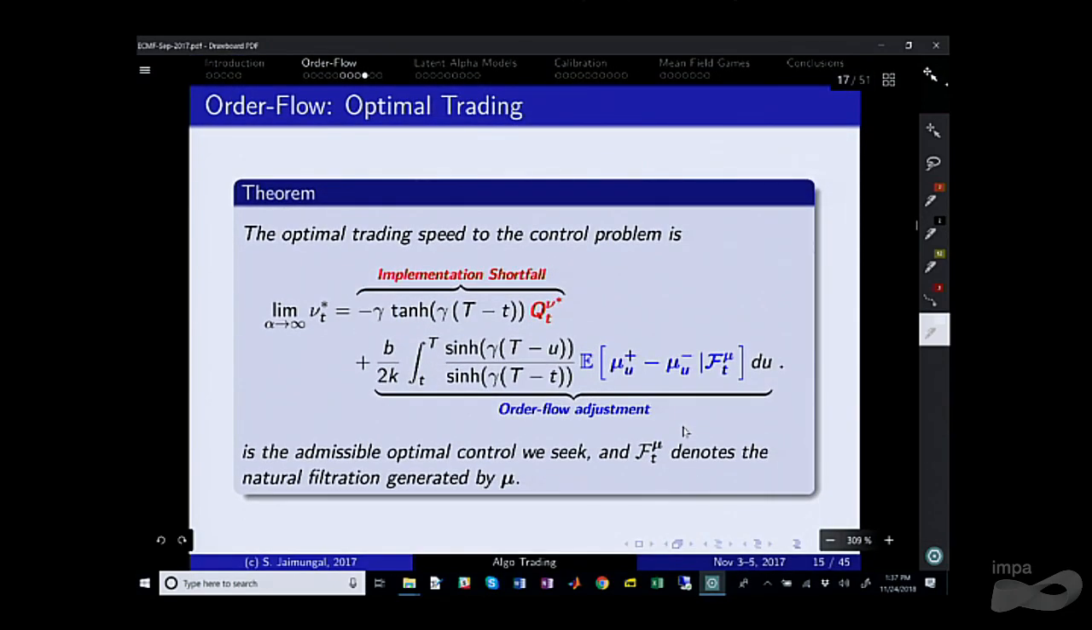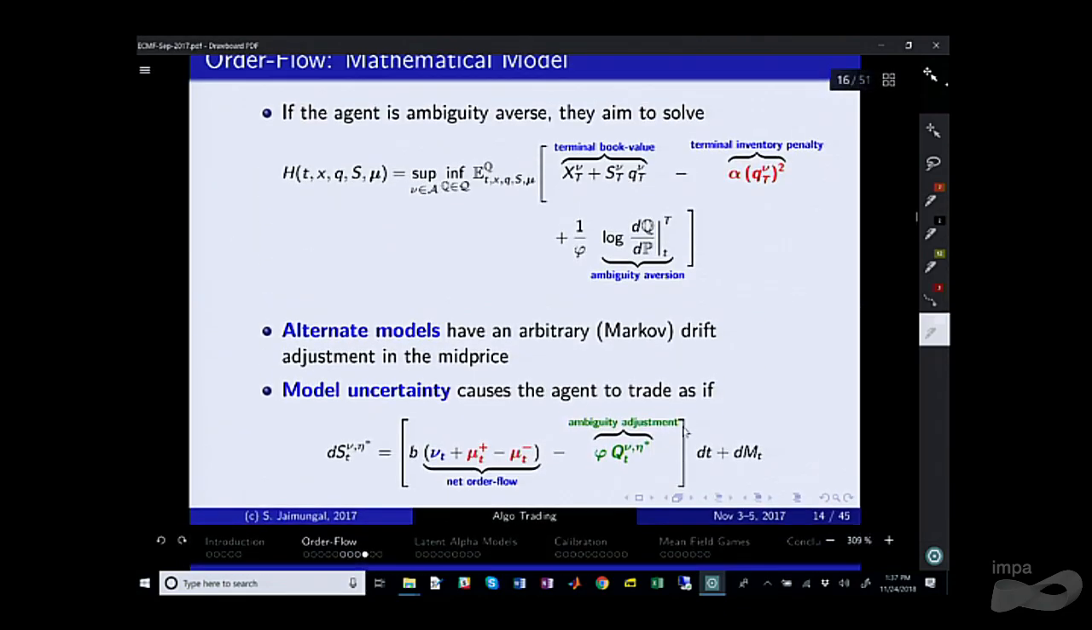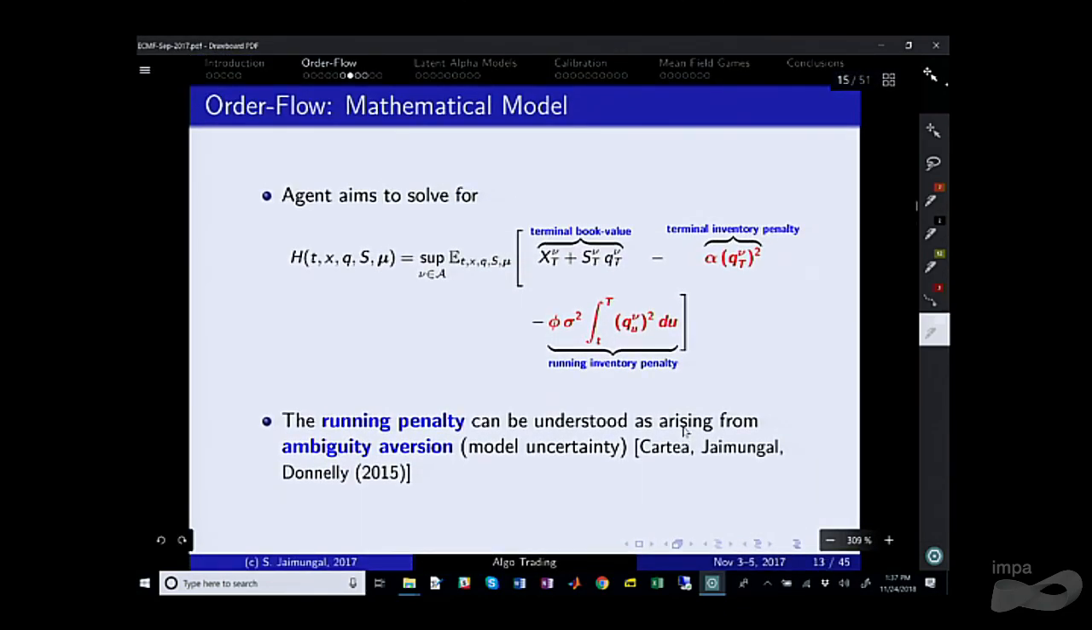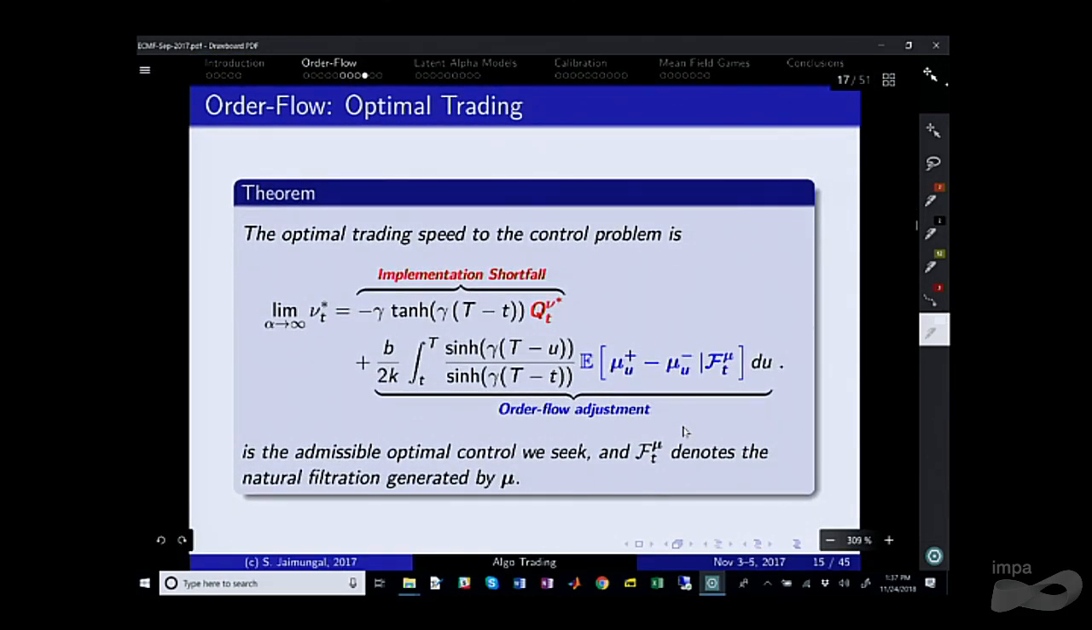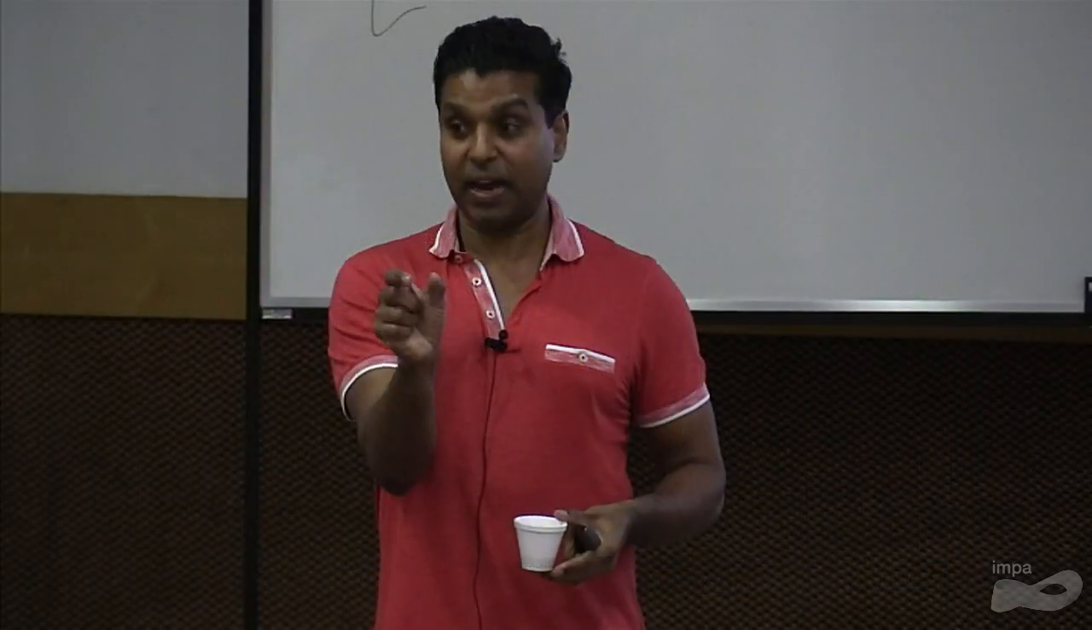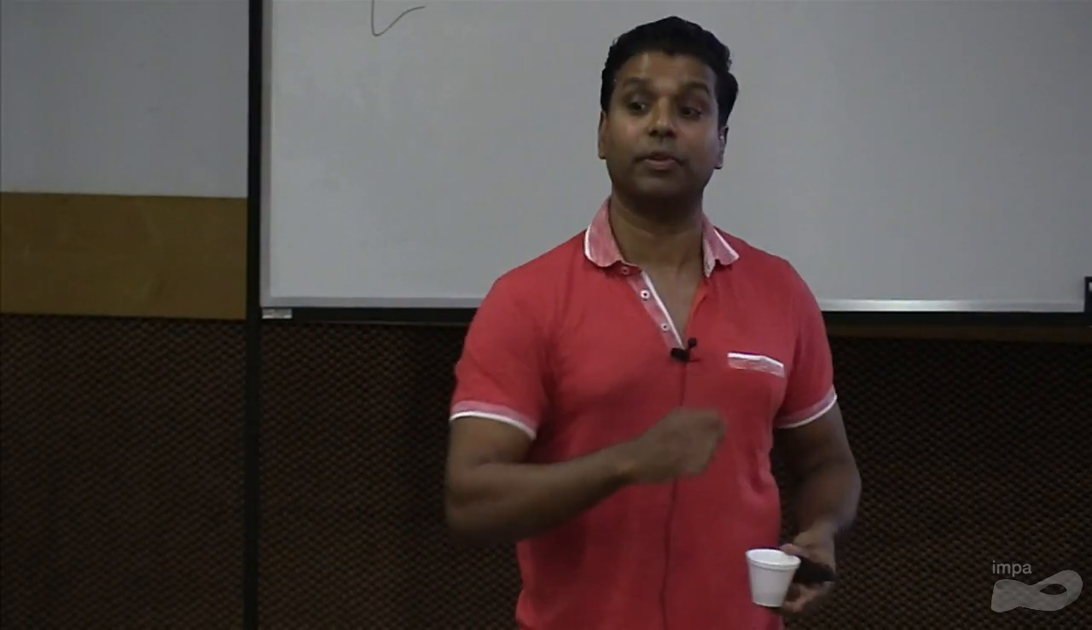There is one parameter here that is free. It's gamma. Gamma is effectively the square root of phi divided by A, so it's the ratio of your urgency or your model uncertainty to the temporary impact. And you can choose this. If you make it large, then you're going to be urgent, and with gamma large, only the order flow in the next short little while is important to you. If gamma is small, then all of the future order flow is important to you.